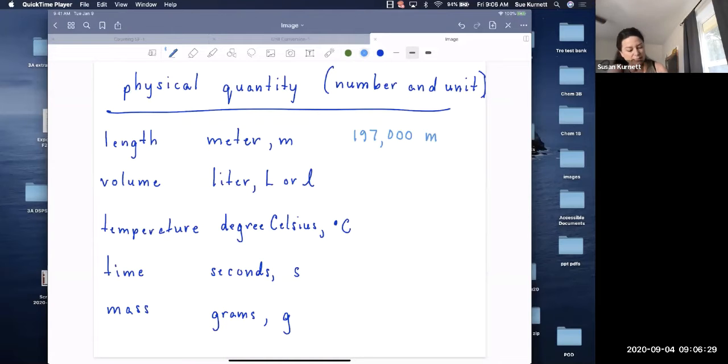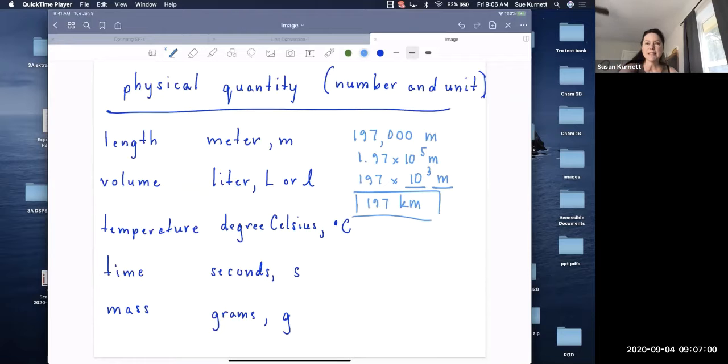We could write it in scientific notation. But sometimes instead of using scientific notation or exponential notation, which are similar but not exactly the same, sometimes we just use prefixes. So if I changed my meters to kilometers, kilo means 1,000. That would be like saying this: 197 kilometers.